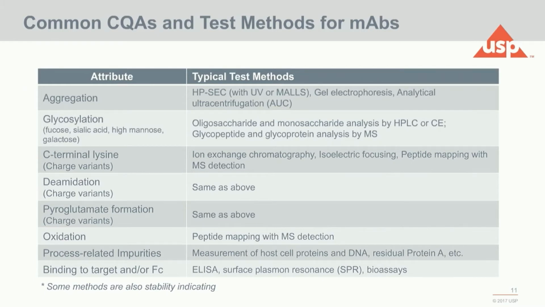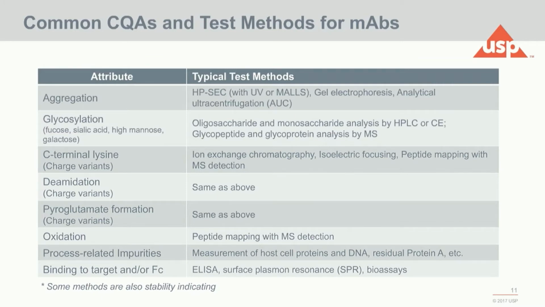Charge variants can include things like C-terminal lysine, deamidation, pyroglutamate formation, and these are often looked at by ion exchange chromatography, isoelectric focusing, and to get to a detailed level of understanding of where the modification is, they're often looked at with peptide mapping and mass spectrometry detection. Oxidation, particularly on methionines, is a concern and can also be looked at by peptide mapping.